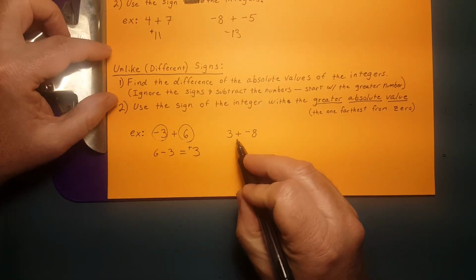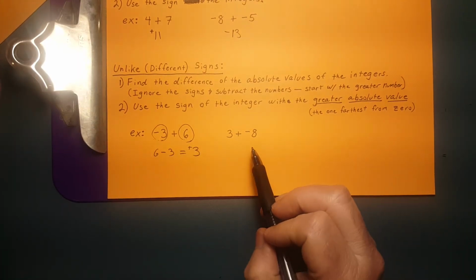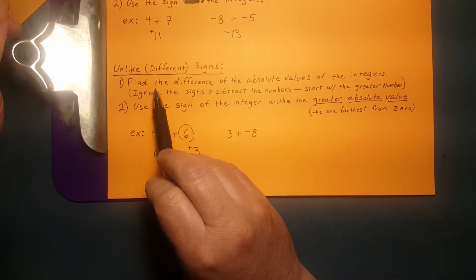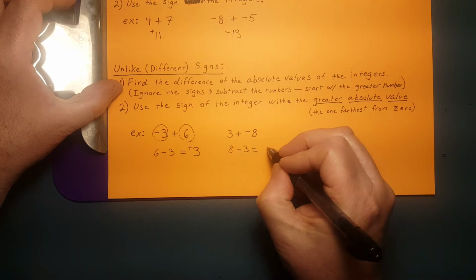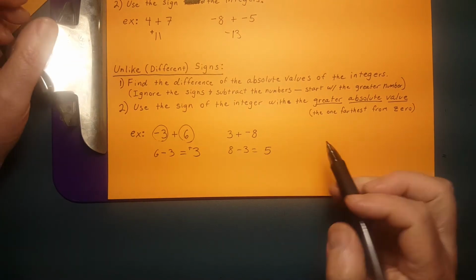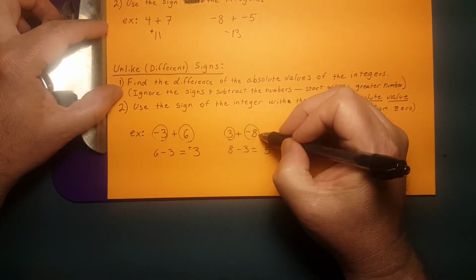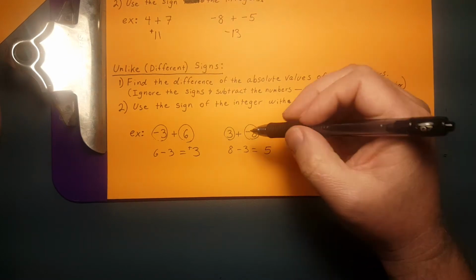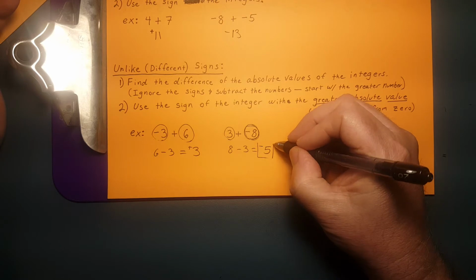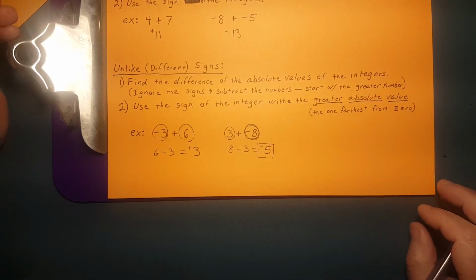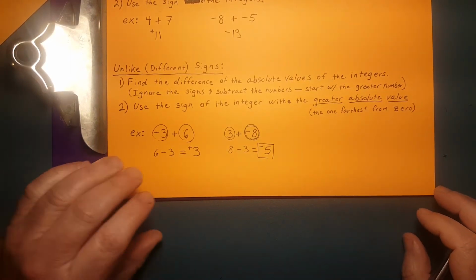Another example, 3 plus negative 8. We're adding integers with unlike signs. So step 1, we find the difference. 8 minus 3 is 5. Now which sign do I use? I look at these two numbers. Which one is further from 0? This one is. It has the negative sign, so the answer is negative 5. So those are the rules for adding integers.